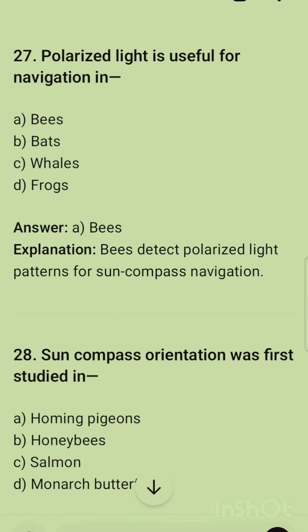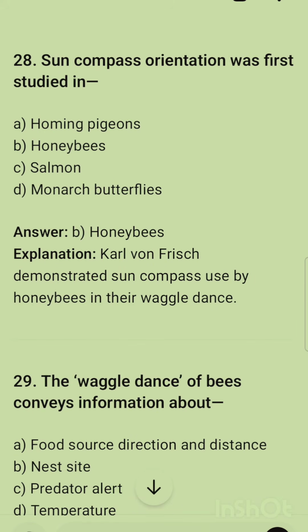The next question is polarized light is useful for navigation in. Options are bees, bats, whales, and frogs, and the correct option is bees, as bees detect polarized light pattern for sun compass navigation.